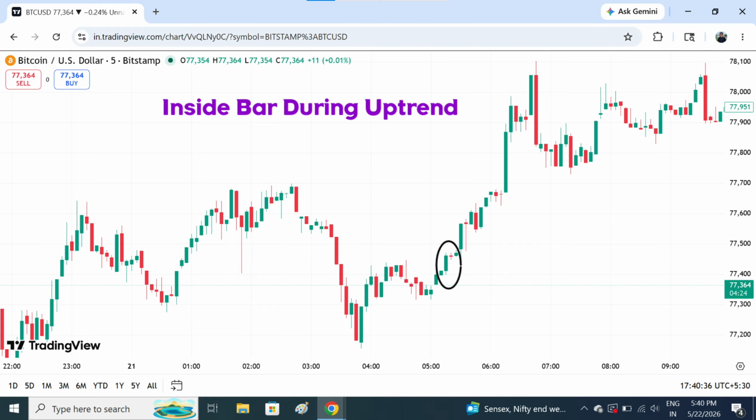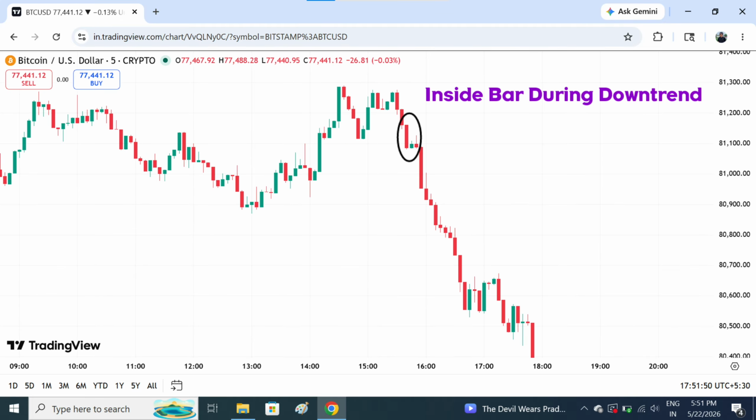Whenever this inside bar candle forms in the market, a strong momentum is seen in the price, just like you can see here on the chart. Similarly, this pattern works very well during a downtrend too. This pattern is my favorite pattern because the stop loss here is very small, while the targets are big.